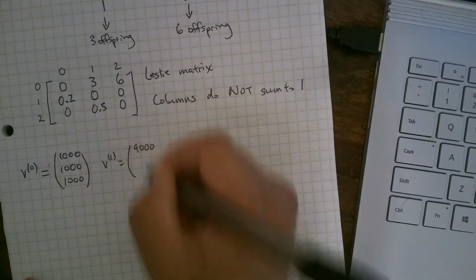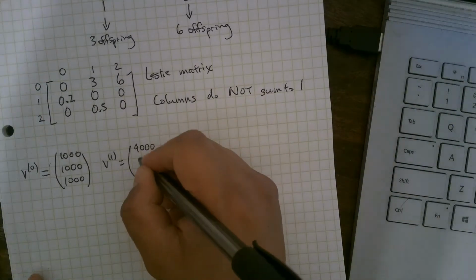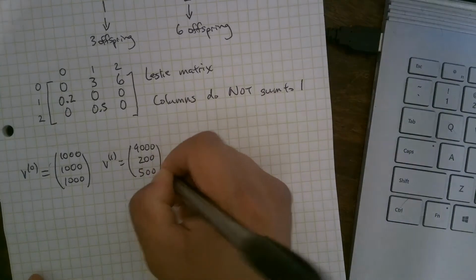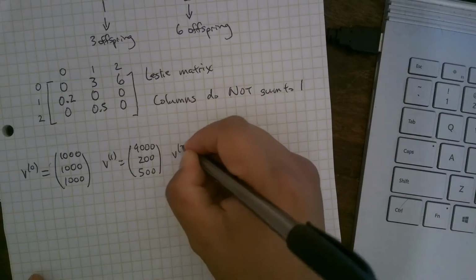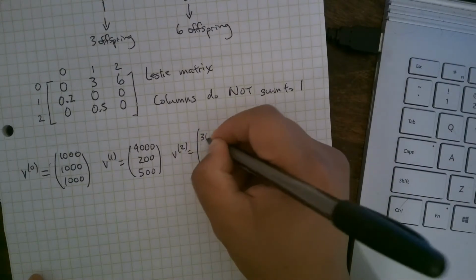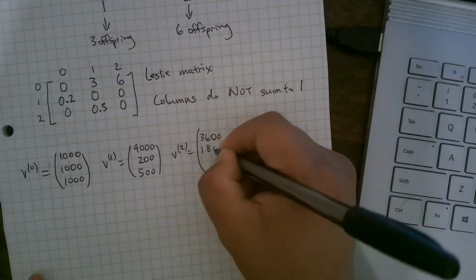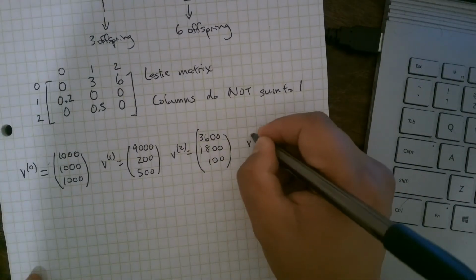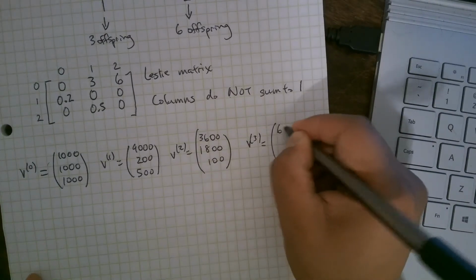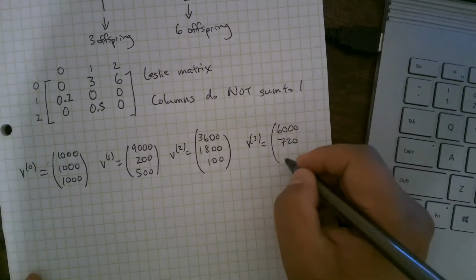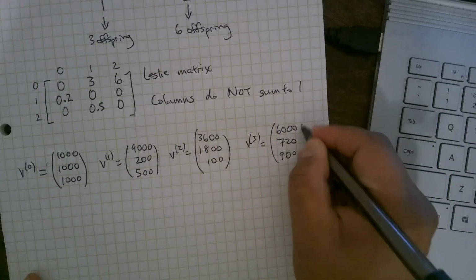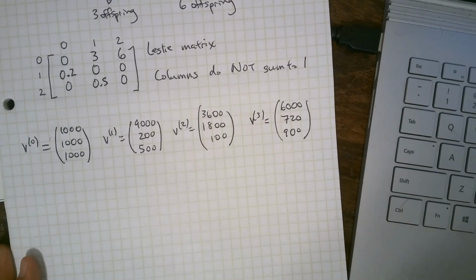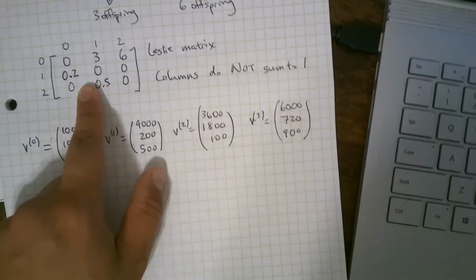So suddenly there's 9,000 age 0 birds, only 200 age 1 birds, 500 age 2 birds, and then in the second year it evens out a little bit more, 3,600, 1,800, and 100, and then in the third year we get 6,000, 720, 900. So we could keep going, but we don't really know what the pattern is going to be. We might see one as we get bigger. Or we can just start doing linear algebra on this Leslie matrix.